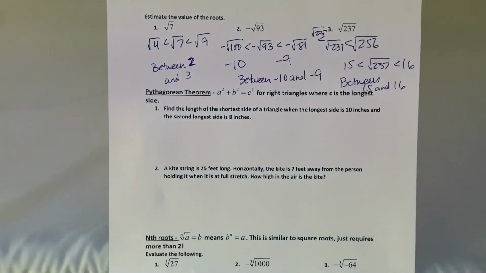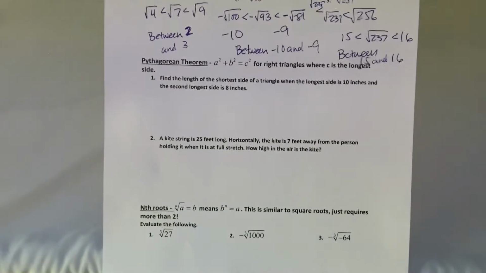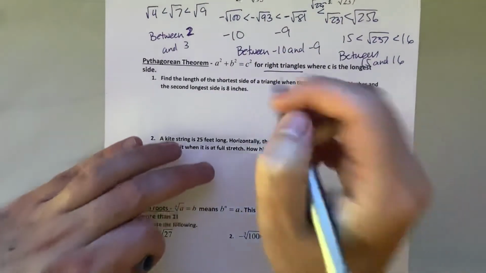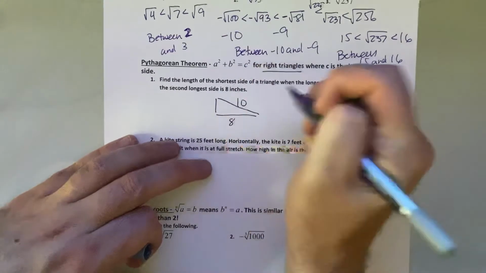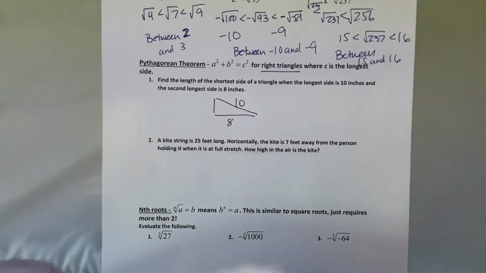So some applications, the Pythagorean theorem, a squared plus b squared equals c squared, using this to our advantage. Find the length of the shortest side of a triangle when the longest side is 10 inches, the second longest side is 8 inches. This only works for right triangles, by the way. But this is a right triangle. We have 8 and 10. The long side is called the hypotenuse.